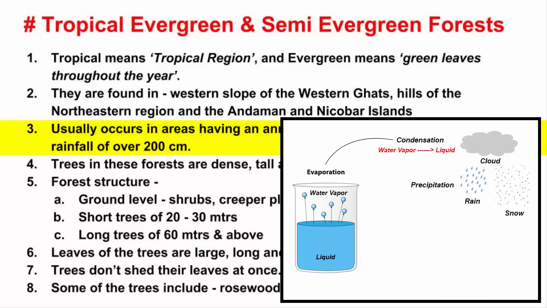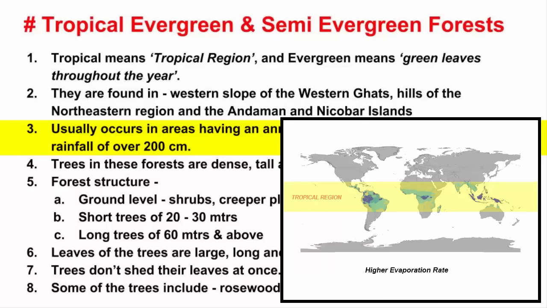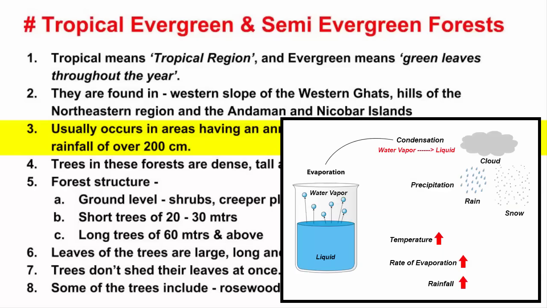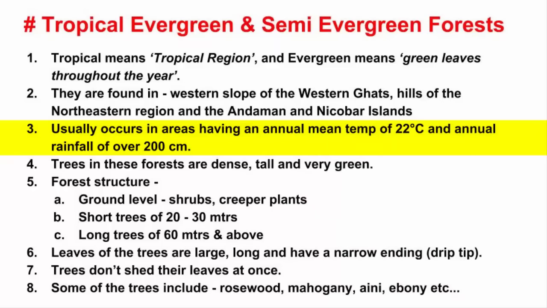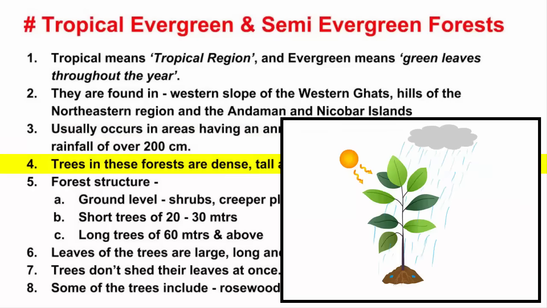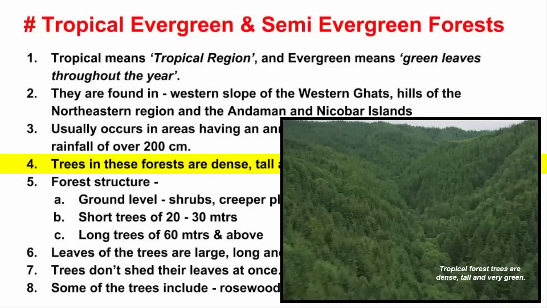Overall, what we need to understand is, as temperature increases, so do the process of evaporation. That means moist areas like tropical region have a higher evaporation rate. High evaporation rate means a high amount of rain. And if the evaporation rate is less, that means very little rain. So the tropical region is also a place where rainfall is comparatively high. The annual precipitation is over 200 centimeters. Now more rain speeds up the rate of forest growth, and that's how the trees in tropical forests are dense, tall and very green.